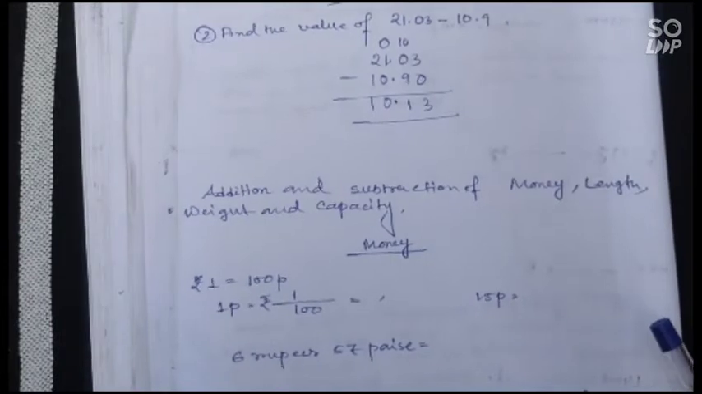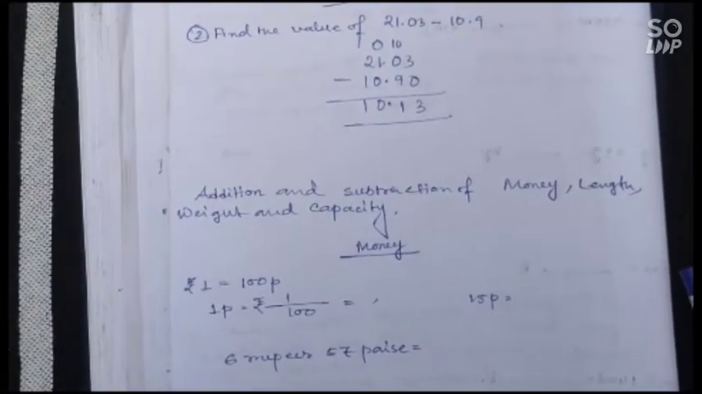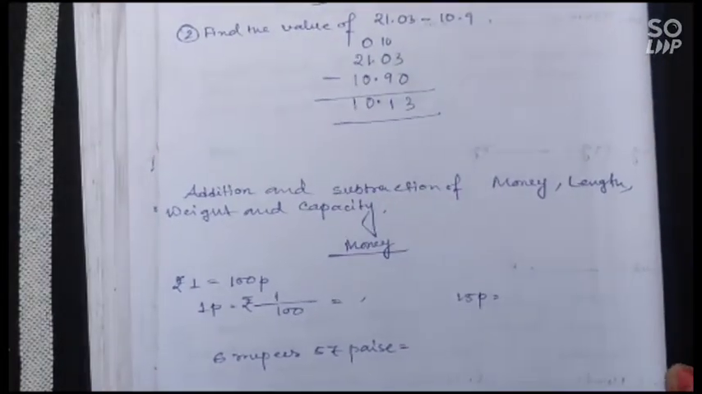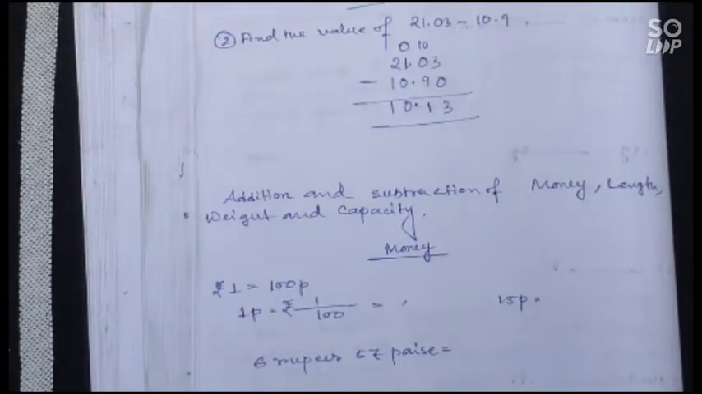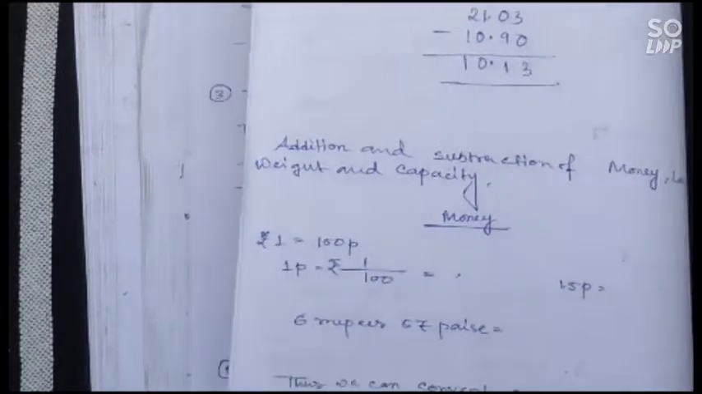Now let's come to the next topic, addition and subtraction of money, length, weight and capacity. So you have to add and subtract the values of money, length, weight and capacity using the rule of decimals.